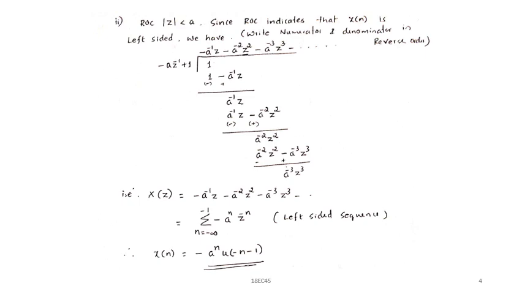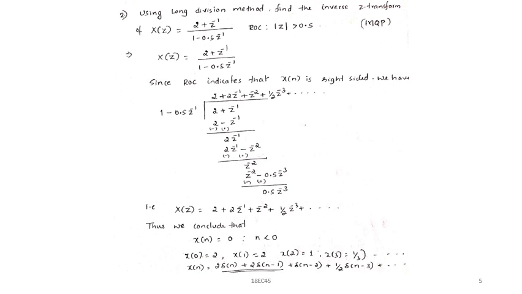If it is positive powers of z, left sided sequence. The next problem. Using the long division method, find the inverse z transform of x of z equal to 2 plus z inverse divided by 1 minus 0.5 z inverse, with ROC mod z greater than 0.5. This question appeared in a model question paper.